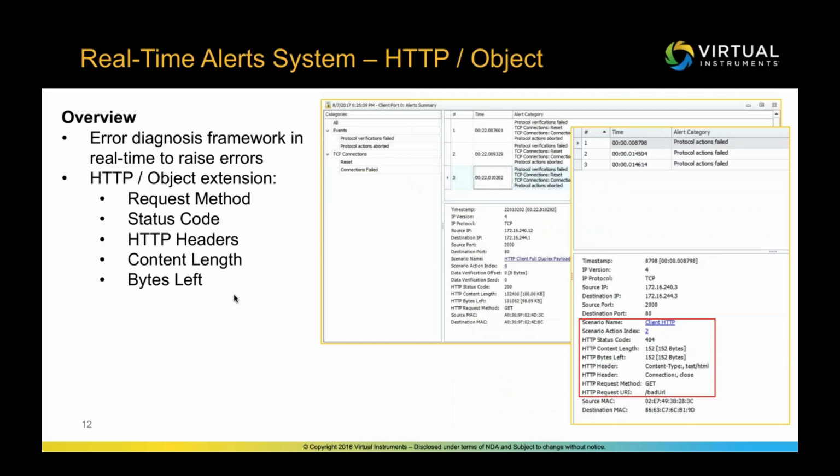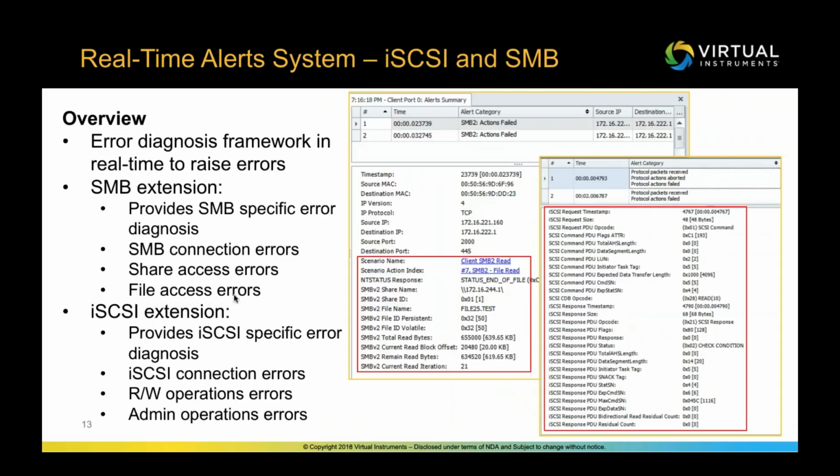HTTP Object, we're not going to go over too much here because we already talked about it in an earlier release when we did the 5.8 product update. So today we want to focus a bit more on the iSCSI and the SMB pieces. These are already available in the 6.0 release. For the SMB side, you can see an example of a screenshot here. It gets into pretty good detail.